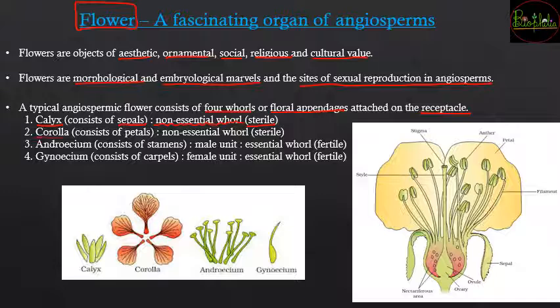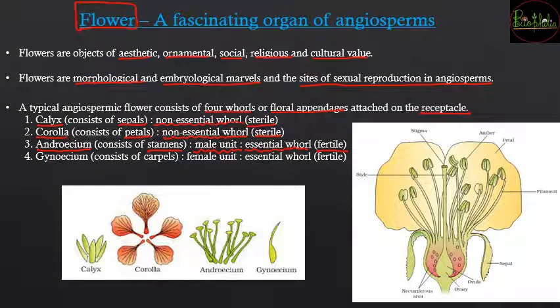Second layer होता है, that is corolla, and corolla is going to be a collection of petals. Now these petals again are going to be sterile structures, and because of the sterility they are going to be called as non-essential whorl. अब last के दो layers आती हैं, these are going to be androecium. This androecium is going to be a collection of stamens, and these stamens represent the male unit of the flower. Now this male unit is going to be fertile, and fertility means it is essential for reproduction.